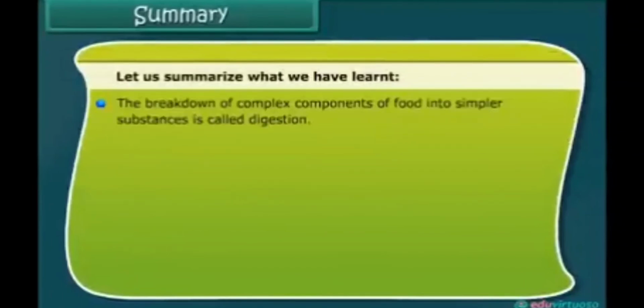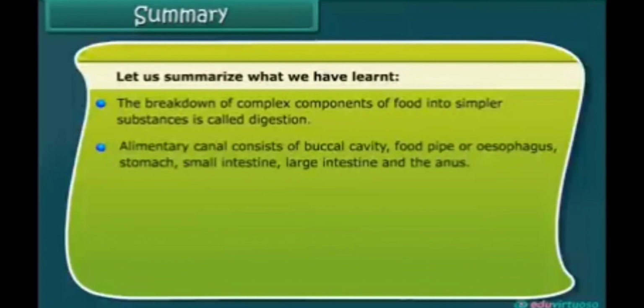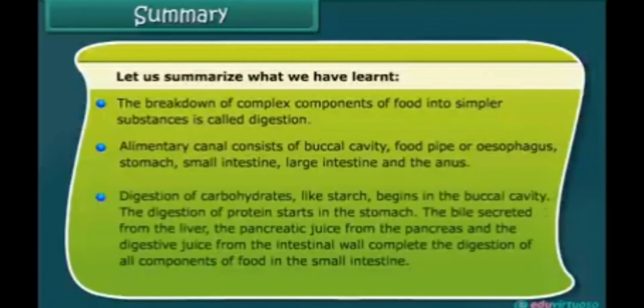The breakdown of complex components of food into simpler substances is called digestion. Alimentary canal consists of buccal cavity, food pipe or esophagus, stomach, small intestine, large intestine, and the anus. Digestion of carbohydrates like starch begins in the buccal cavity. The digestion of protein starts in the stomach.